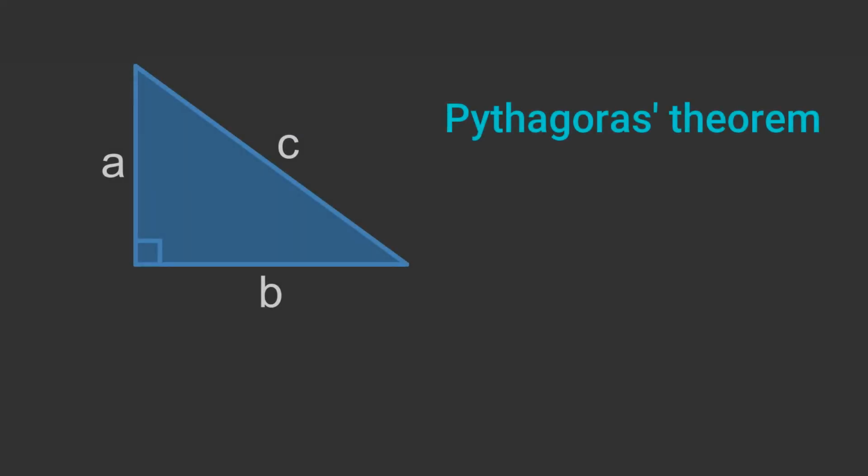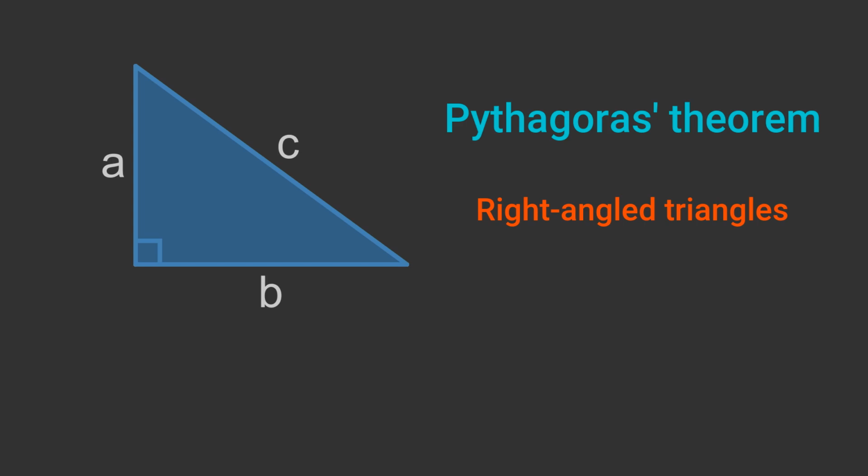Pythagoras' theorem is a special rule that applies to the three sides of a right-angled triangle. It is an equation that relates the three sides of the triangle to each other. If we know any two sides of a right-angled triangle, we can use the equation to calculate the other side.